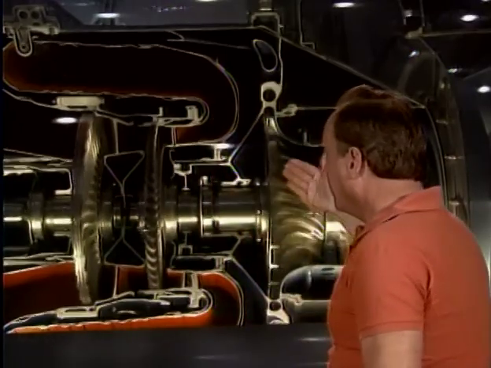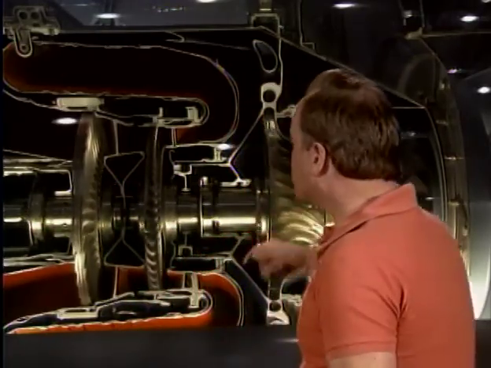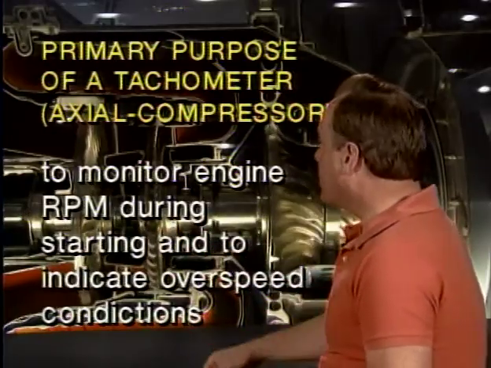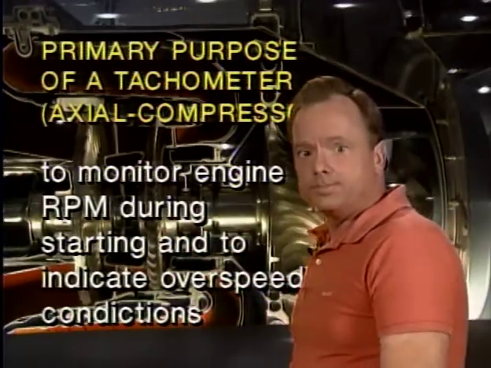So let's talk about turbine engine instruments. The primary purpose of a tachometer on a turbine engine. Well, a tachometer tells you how fast it rotates. Why do you care how fast the engine is rotating? Well, you want to use that for starting information. You have to know when to bring fuel into the engine for starting, and also to indicate overspeed conditions. So they're going to ask you, why do you use a tachometer on a turbine engine? And that is to monitor engine RPM during starting and to indicate overspeed conditions. By the way, turbine engine tachometers are usually calibrated in % of engine RPM instead of absolute RPM. Just makes it easier to understand.